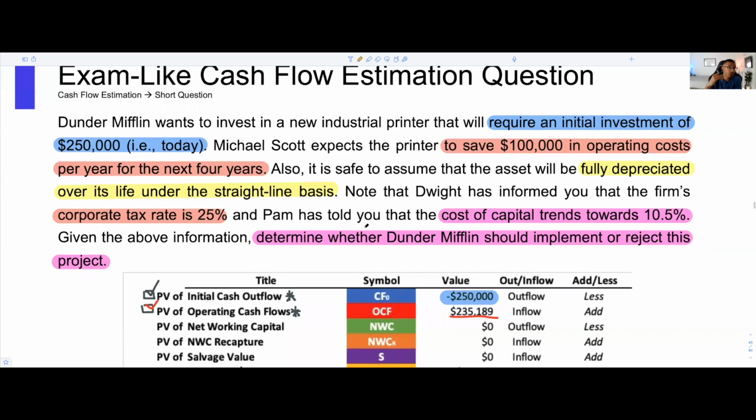If something is being fully depreciated throughout its useful life, it means that the residual value is equal to 0, okay? And it means that every single year, you're going to lose a portion of 250 grand over 4 years. So to find your depreciation expense here, you do 250 divided by 4, and that's 62,500. That's going to be your depreciation expense every single year.